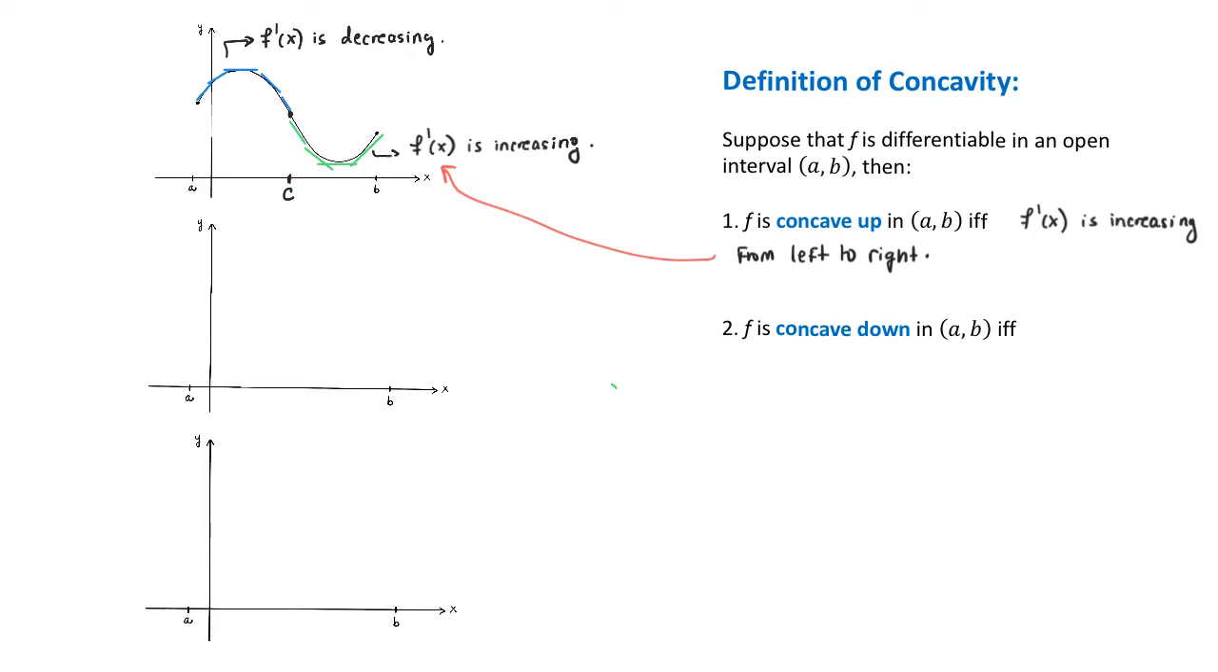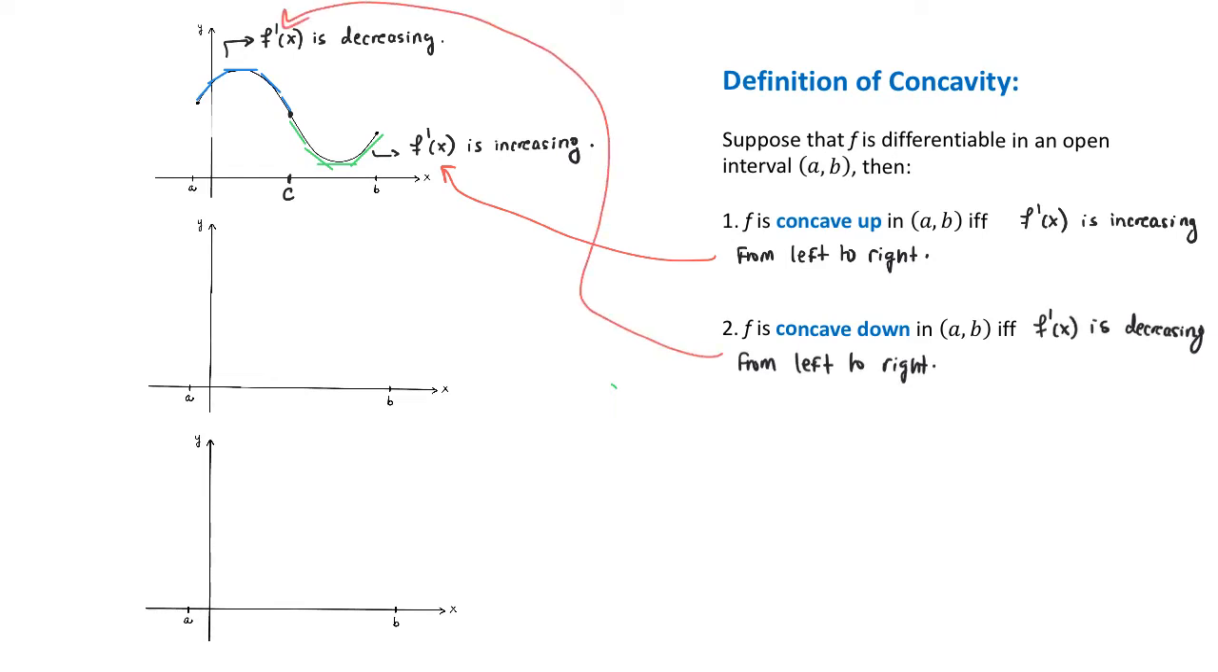And then in the other case, f is concave down in the interval AB if and only if f prime of x is decreasing as we move from left to right. And this part is shown over here on this part right there. You can see that on this segment with the blue tangent lines, the slopes of the tangent lines are getting smaller and smaller and smaller as x moves from A all the way to C.